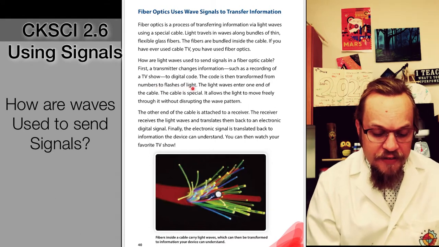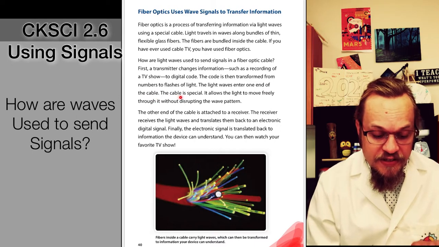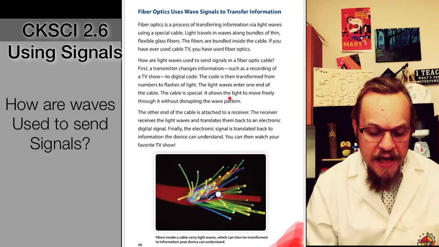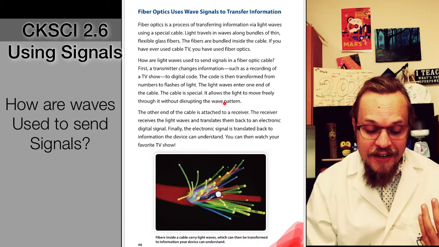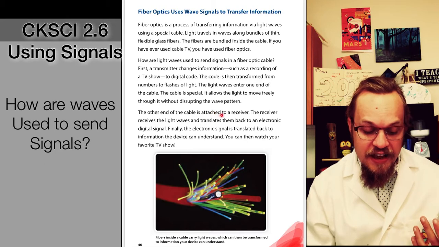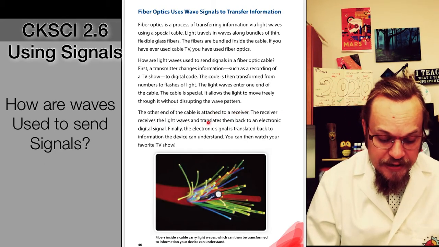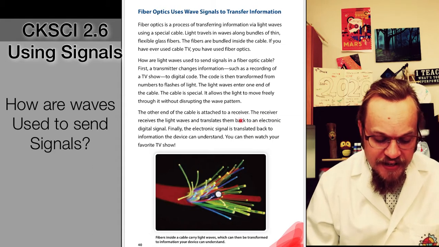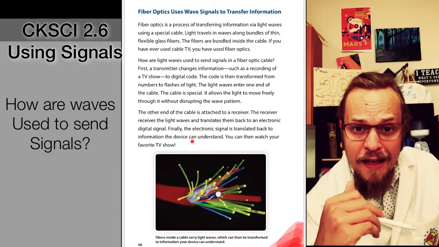The other end of the cable is attached to a receiver. The receiver receives the light waves and translates them back to an electronic digital signal. Finally, the electronic signal is translated back to information the device can understand. You can then watch your favorite TV show. So here's an example of fiber optic cable. Fibers inside the cable carry light waves, which can then be transformed to information your device can understand.